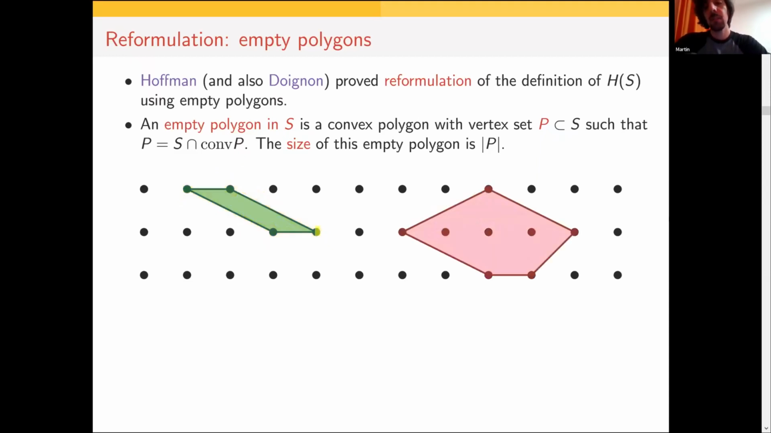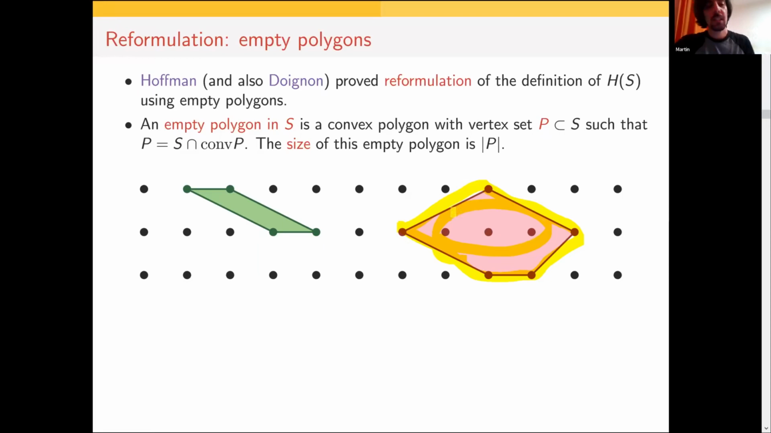This example, this red one, is a convex 5-gon, but it is not empty in S because, as you can see, if I take the convex hull of its vertices, then there are some points of S that lie in this convex hull. The same problem would arise if some of the points lie on the boundary, which we also do not want, if it lies on the boundary and is not a vertex.